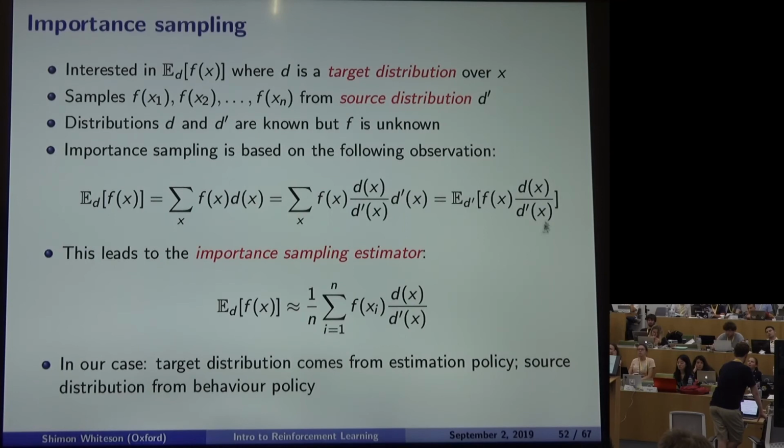Now, instead of computing this expectation directly, I can estimate it from data using the importance sampling estimator. I draw a bunch of samples from the source distribution, weight them according to these importance weights, this importance ratio, and when I put them together, I have an unbiased estimate of the quantity of interest, the expected value under the target distribution. In our case, the target distribution will be the estimation policy, the policy whose value function we're trying to estimate, and the source distribution will be the behavior policy, the policy that we actually use when we interact with the world.